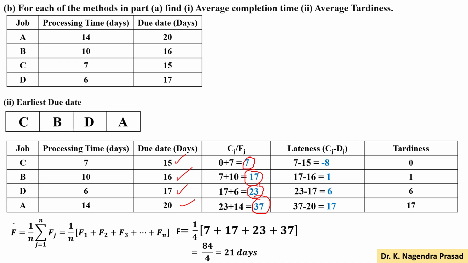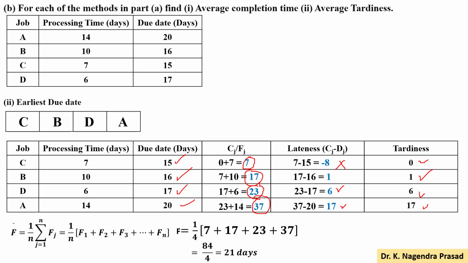And the tardiness values are, for job C, the lateness value is negative, so tardiness is 0. And next for job B, lateness is plus 1, so tardiness is also 1. For job D, lateness value is 6, so tardiness is also 6. And for job A, lateness is 17, so tardiness is also 17.